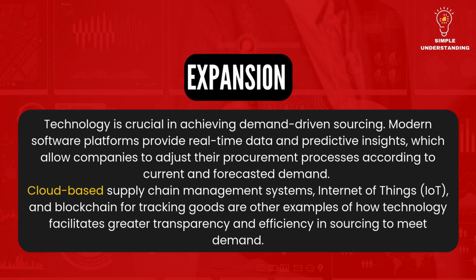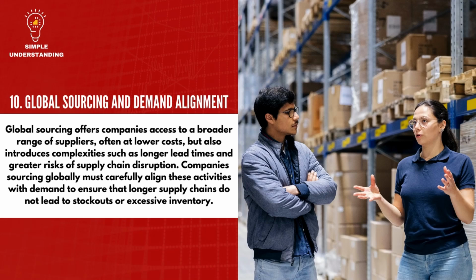Cloud-based supply chain management systems, Internet of Things, IoT, and blockchain for tracking goods are other examples of how technology facilitates greater transparency and efficiency in sourcing to meet demand. 10. Global sourcing and demand alignment. Explanation. Global sourcing offers companies access to a broader range of suppliers, often at lower costs, but also introduces complexities such as longer lead times and greater risks of supply chain disruption.